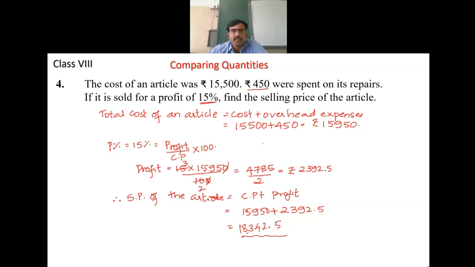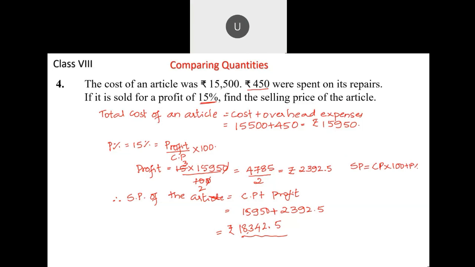Sir, can we use a formula also? Yes, there is a formula for this. Selling price is equal to CP into 100 plus profit percent, divided by 100. If you can remember this formula, you can use it directly.